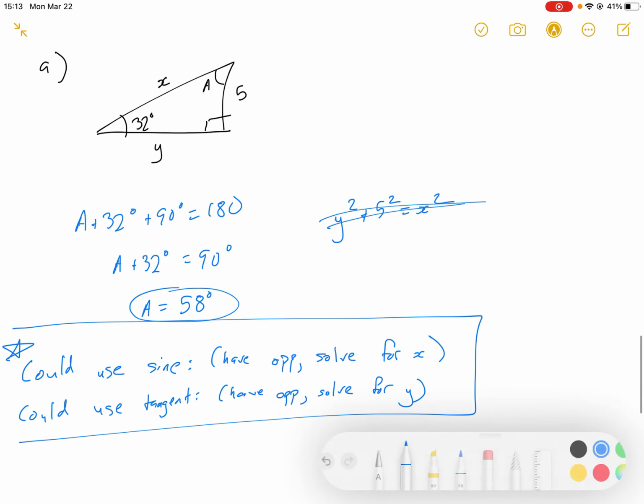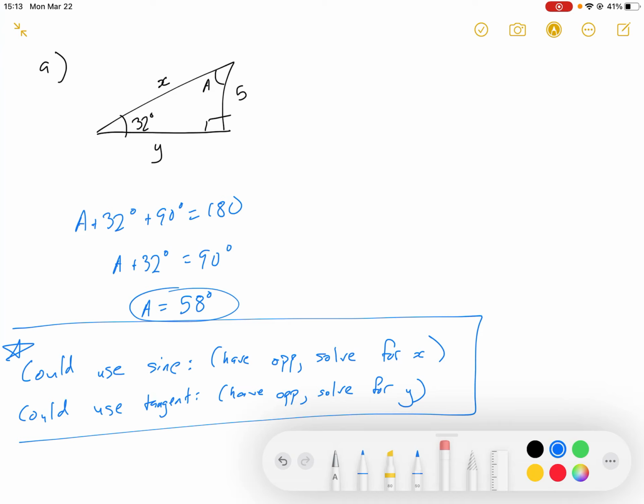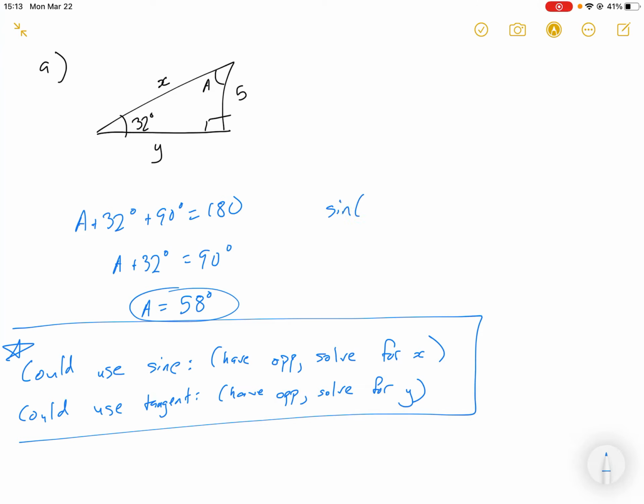All right, so let's come up here, kind of contain everything in the same spot. So I'll go ahead and put it up here. So I'm going to write down the equation that I know. I know that sine of 32 degrees equals the opposite over the hypotenuse, 5 over x. Now solving for x, I'm going to multiply it to the other side, and then I'll divide both sides by the sine.